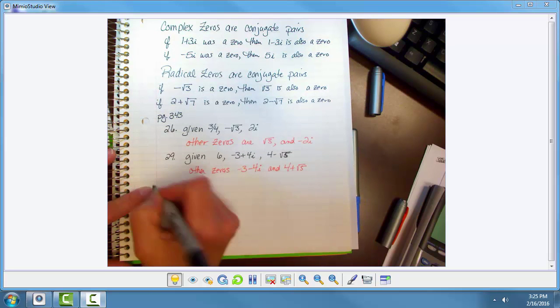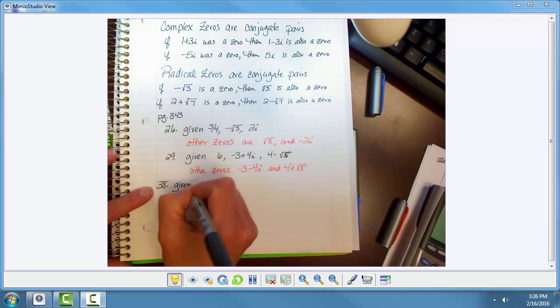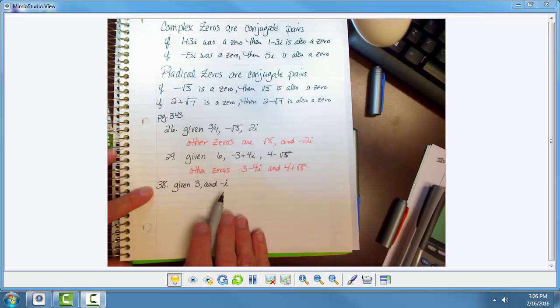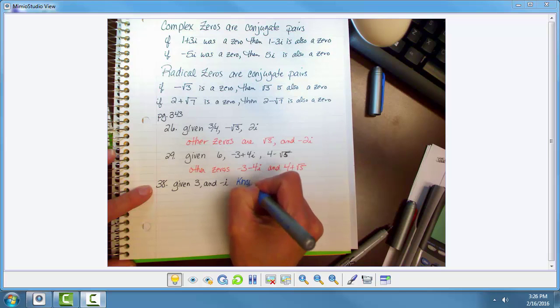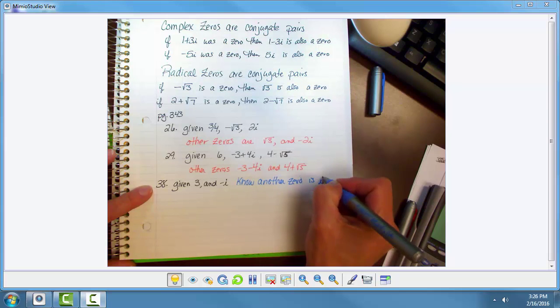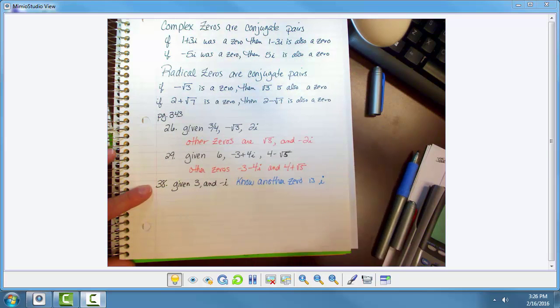For example, if we're given number 38, the instructions say find a polynomial function of lowest degree with rational coefficients that has the given numbers as some of its zeros. So in number 38, you're given 3 and -i. That's what you're given. So what are the other zeros? Well, since you're given -i, then you know another zero is positive i. Why? Because the complex zeros are in conjugate pairs. So now I've got 3 zeros.